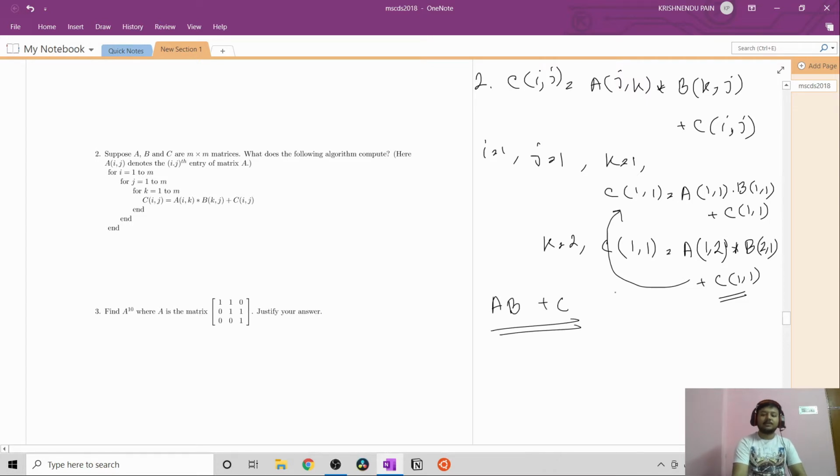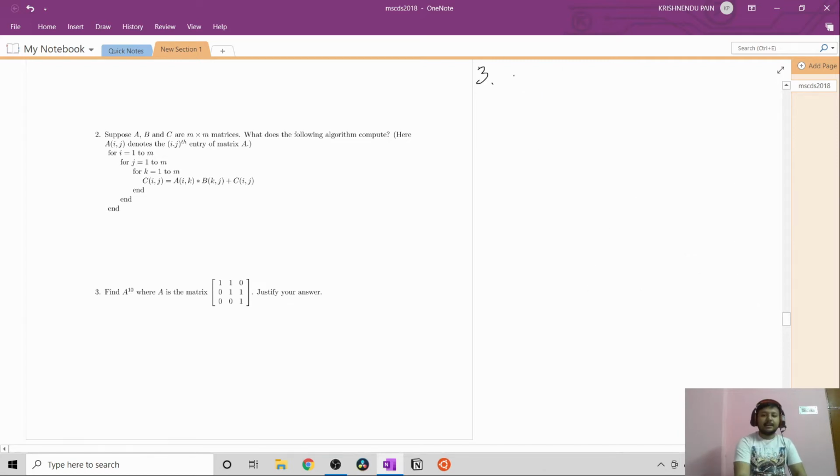How? Because for k equal to 1 to m, this is actually computing the matrix multiplication of the matrices A and B. This i condition is going through the rows, this j part is going through the columns, and k is calculating the product of the matrices A and B. So by this algorithm we are calculating AB plus C, because we are calculating this c_ij part with each of the iterations. So this is calculating AB plus C.